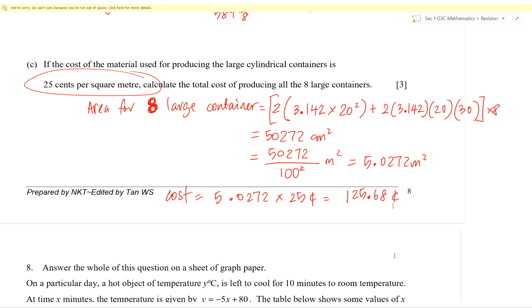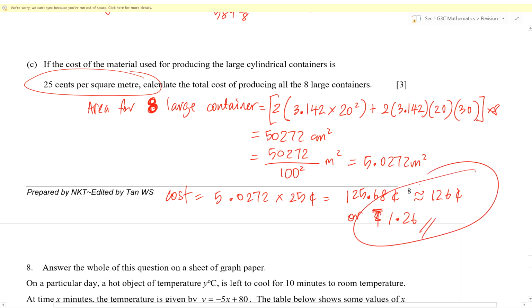The smallest is actually 1 cent. Right? That is why we say for money 2 dp, but that is for dollars only. Because the smallest denomination is 1 cent. You cannot find 0.68 cents. So if you want to leave an answer in cents, you will round it off to 126 cents. Or you will round it off as $1.26. Either one of these will be accepted. So understand the reason behind why we are doing some things.